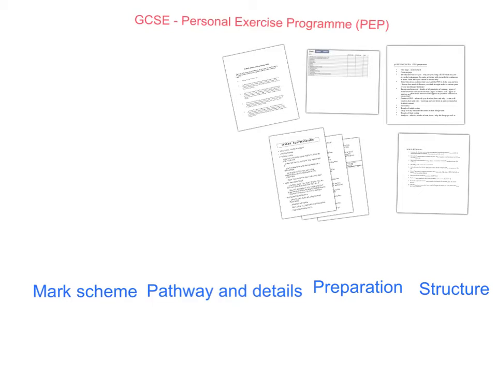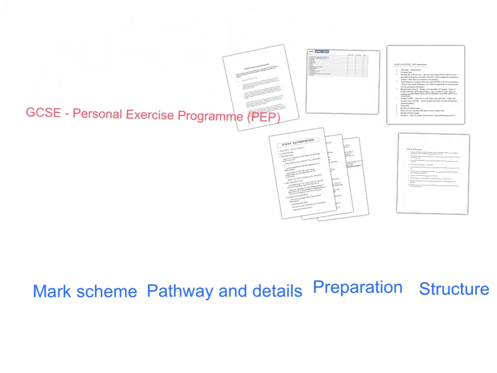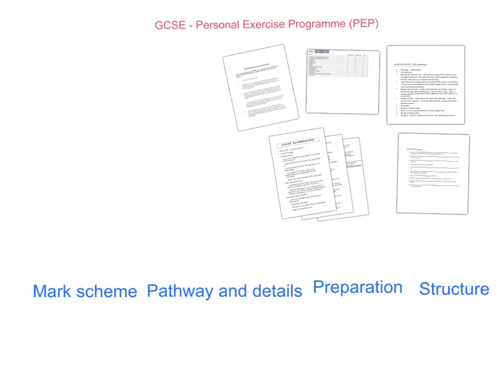Year 10, this is the start of your controlled assessment and also your coursework that will go towards your GCSE final grade. So to start with, we are looking at the PEP, which is the personal exercise program. As you can see, I've written it at the top and it's highlighted here in red. So you now know what a PEP is when we refer to the coursework.